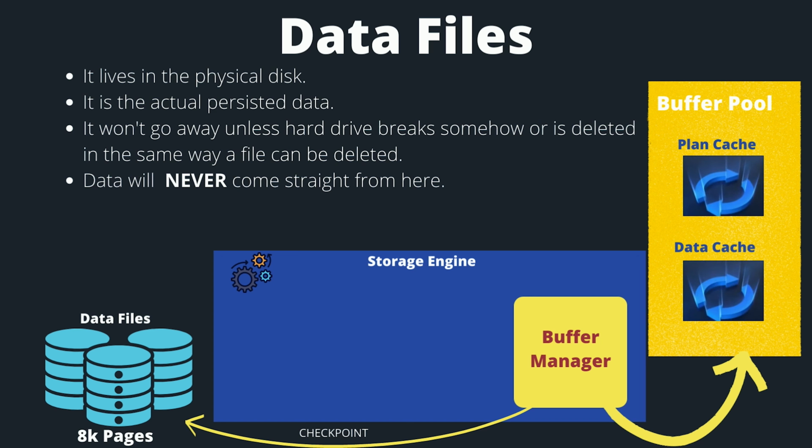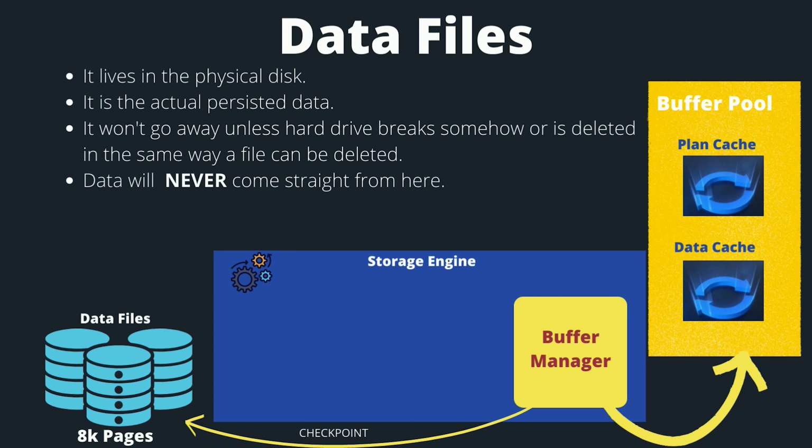The data files, as I said, live on the physical disk. It's the actual persistent data. It won't go away unless the drive breaks or someone purposely deletes that file, which is true of any type of file, right? If someone deletes it or the hard drive breaks, that's the only way it's going to go away. Other than that, it's durable. It will never go away. And I'm emphasizing here again, data will never come straight from here. Data will always come from the data cache.